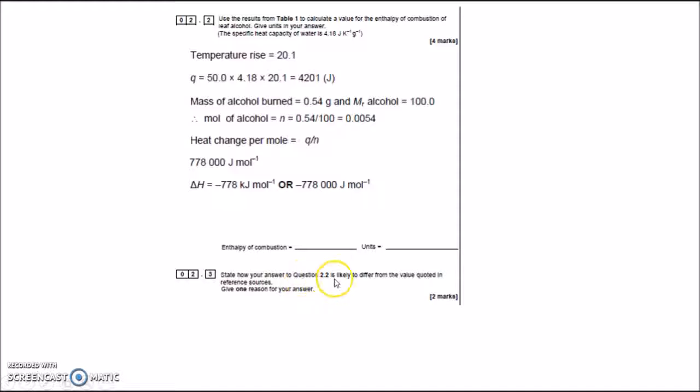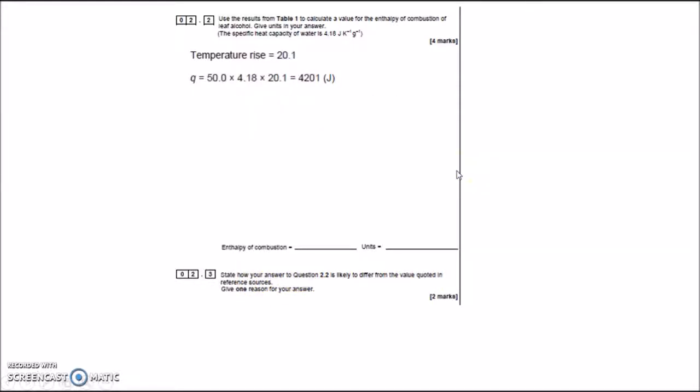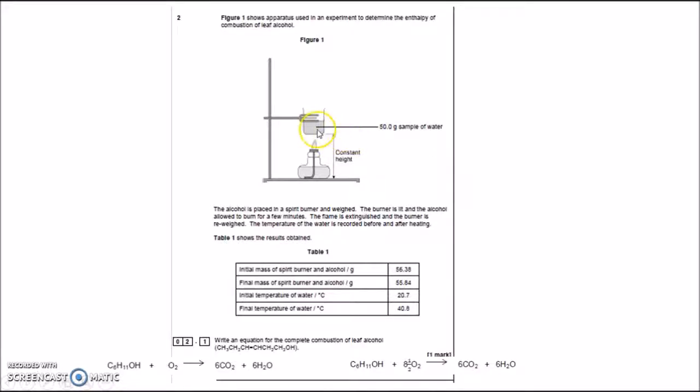State how your answer is likely to differ from the value quoted in reference sources. Well, look at this experiment. We're measuring the temperature of this. We're going to assume that the heat from this alcohol actually heats up all of that water in the beaker. It might not. I might get heat loss. So that's one answer. I might actually not fully combust some of the alcohol. Some of it might evaporate.